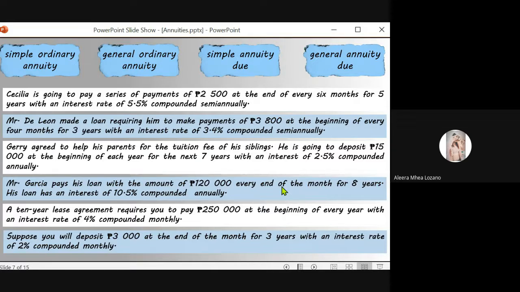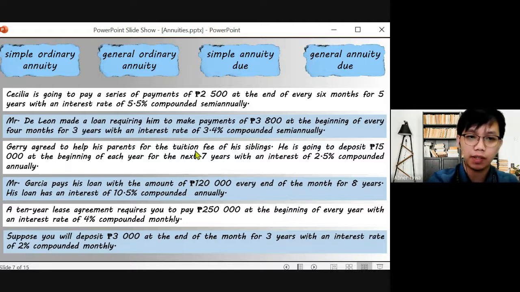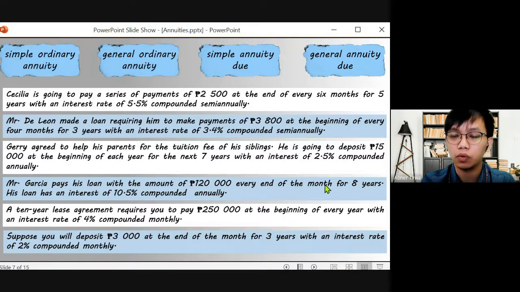Sir, yung sagot ko is general ordinary annuity kasi it is every end of the month tapos compounded annually. Okay, thank you. Very good. So that is general annuity due. Kasi nga yung sabi ni Miss Alera, yung date of payment is every end. Ibig sabihin, it's ordinary. So simple or general, if you're going to observe, yung payment interval is every month, and then the interest period is annually. So annually is not equal to every month. So that is general. Okay, thank you.